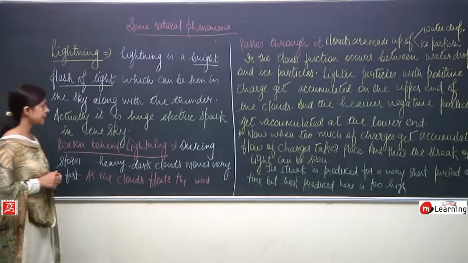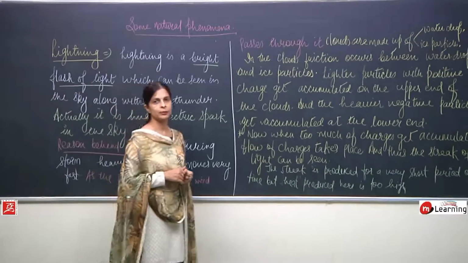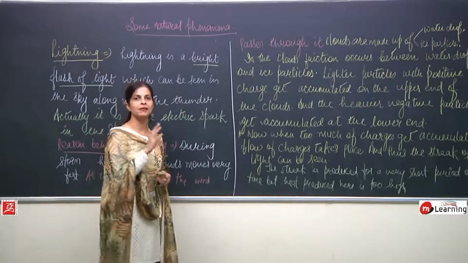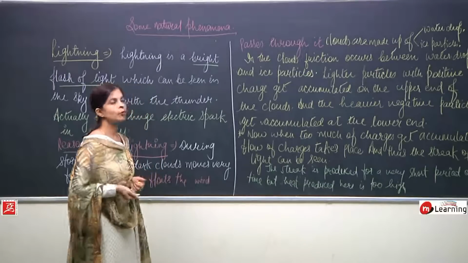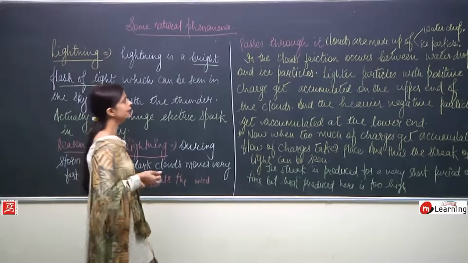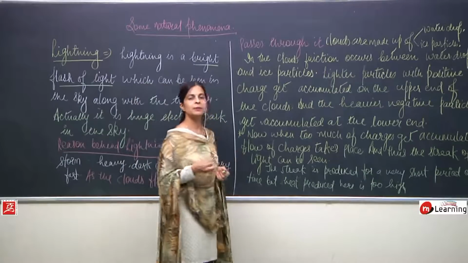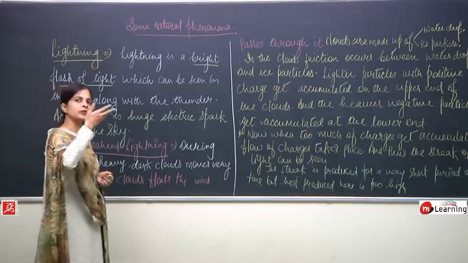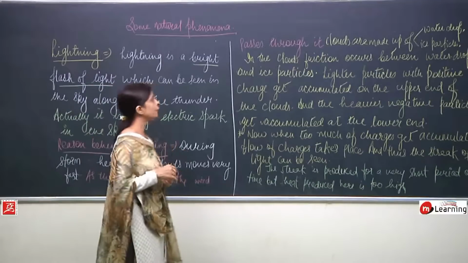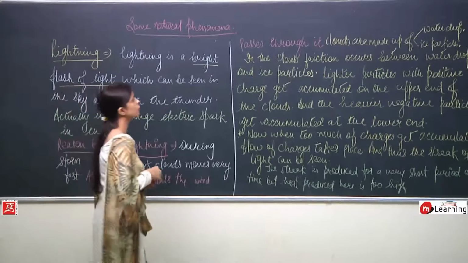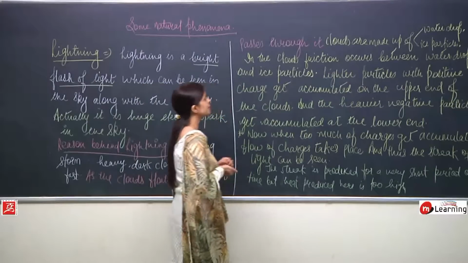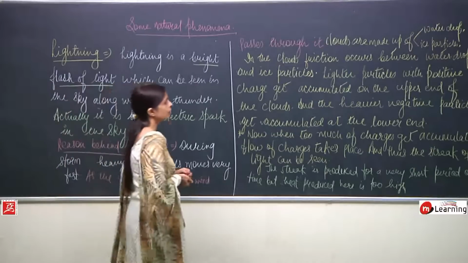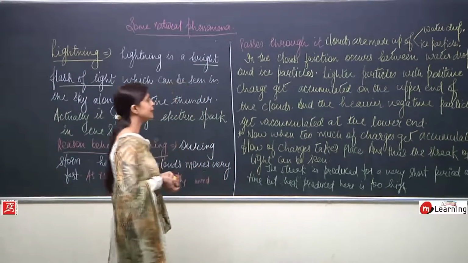Clouds move very fast. As a cloud floats, the wind passes through it. Clouds are made up of many particles, but here we are discussing two: water droplets, dust particles, and ice particles. The lighter particles will shift to the upper side and the heavier ones will come down. So, in the clouds, friction occurs between the water droplets and ice particles. Lighter particles with positive charge get accumulated on the upper end of the clouds and the heavier negative particles get accumulated at the lower end.